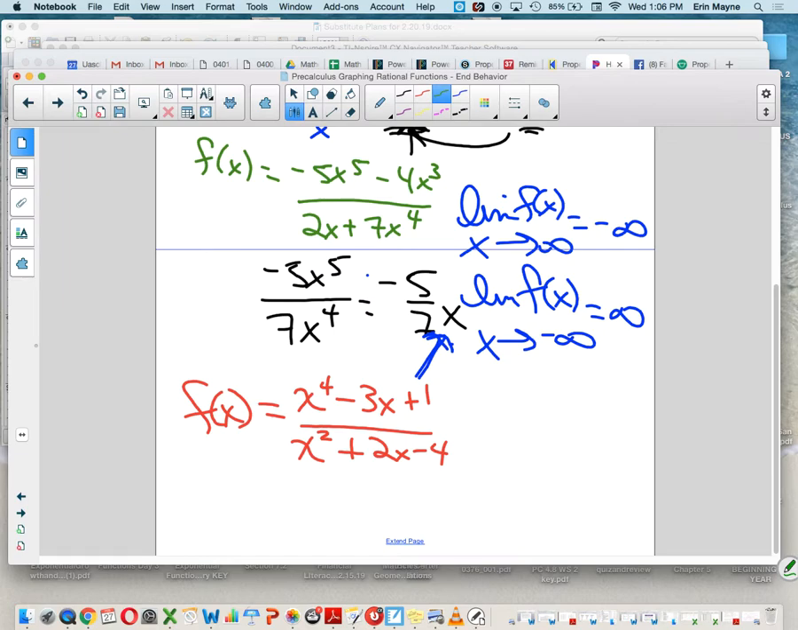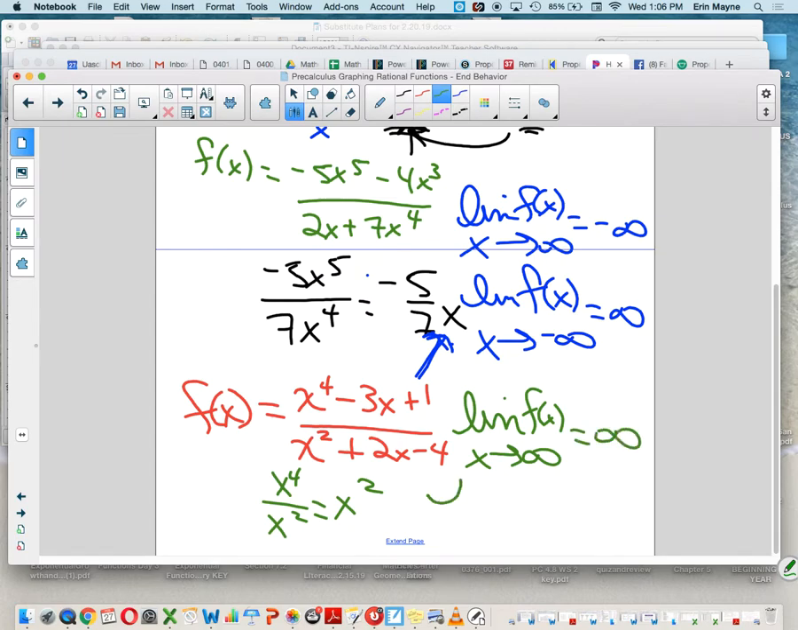Okay, so in this case, when I take my leading terms, I have x to the fourth over x squared. I get x squared. The difference here is that no matter what I stick in, if I stick in a positive infinity, I get infinity. If I stick in a really large negative number and square it, it also will become really huge and positive. We're going to think about that over the next couple days as we progress through rational functions, because obviously this end behavior has a different pattern than the previous two.